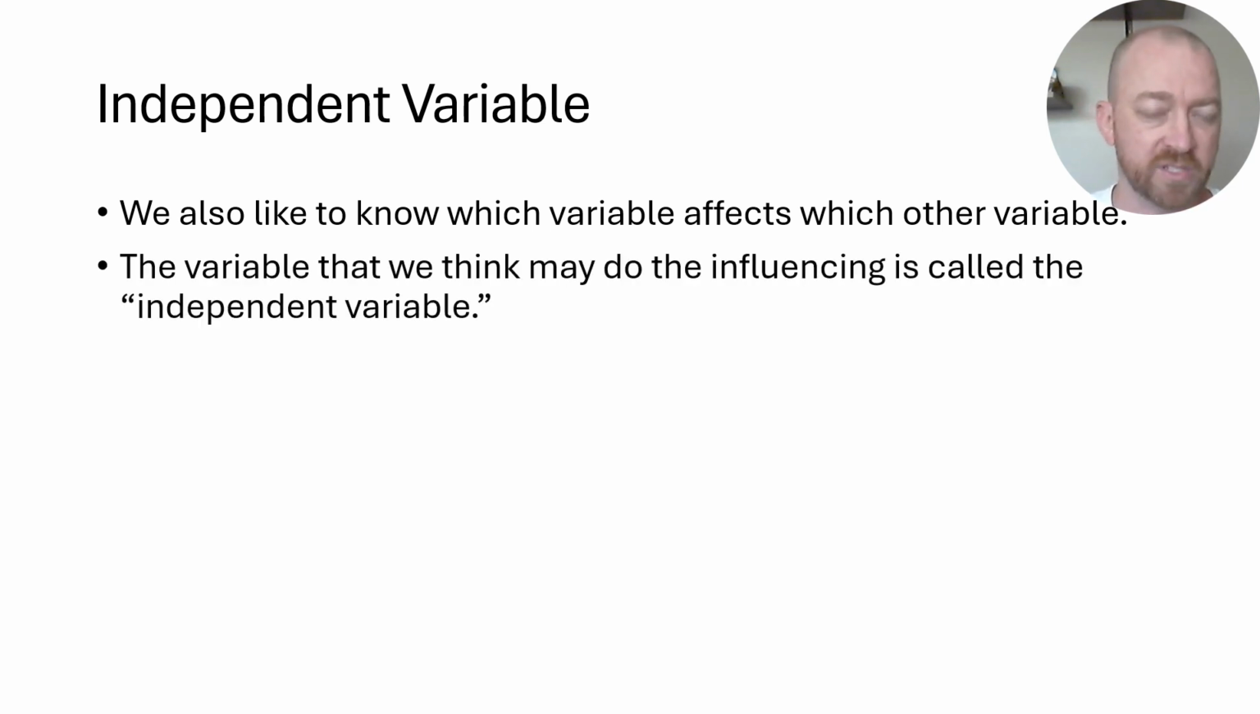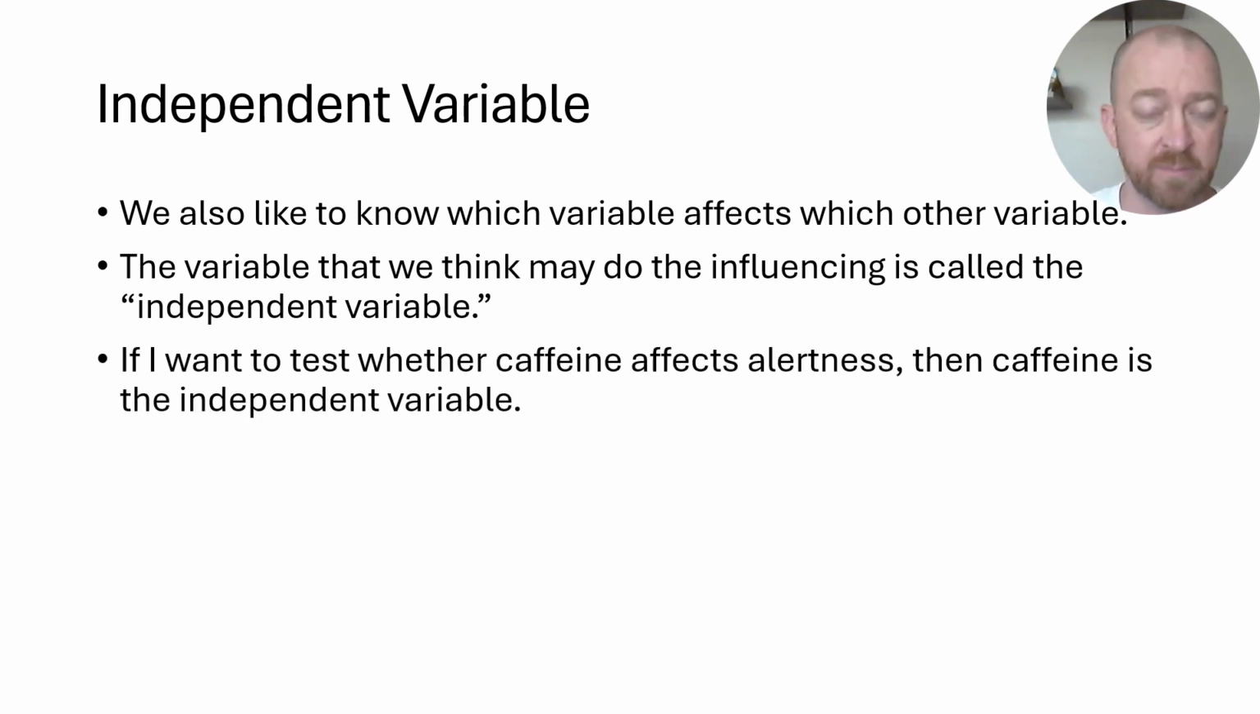And so we have different words for these kinds of variables. The variable that we think is doing the influencing is called the independent variable. Okay, so for example, if I want to test whether caffeine influences alertness, then caffeine would be my independent variable. In other words, it's something that I don't think I'm influencing, I'm just introducing to the study. So it is therefore independent of the other variables in the study. Although the name is a little controversial, I'll say, but we call it the independent variable.